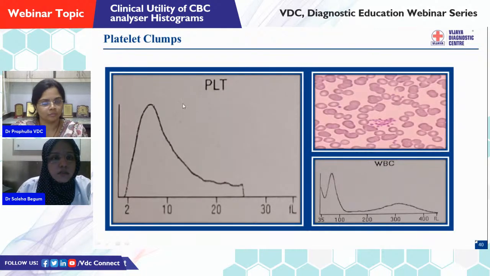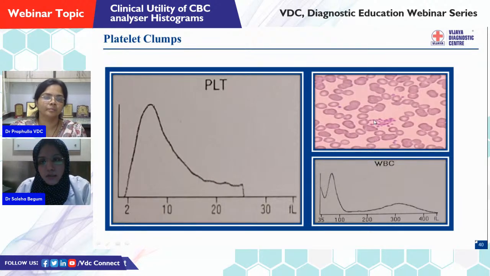This is a graph, a platelet curve starting at the baseline, but as you follow it, it is not ending at the baseline. Just now I discussed the upper discriminator causes. One such cause is a platelet clump. You can see here in the peripheral smear. These platelet clumps are counted as single large particles by the automated analyzer, and hence the graph ends in the middle, not touching the baseline.